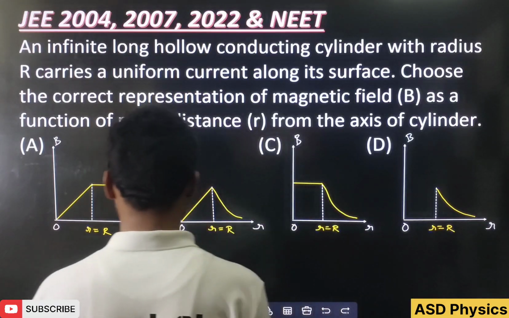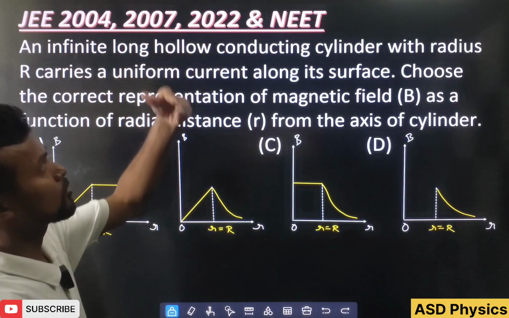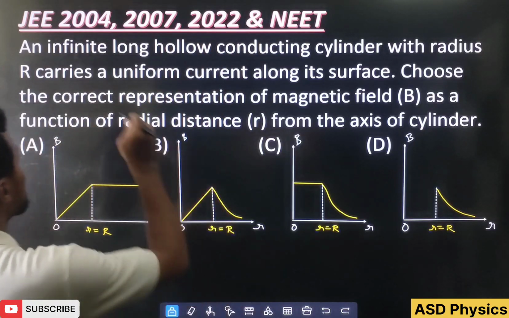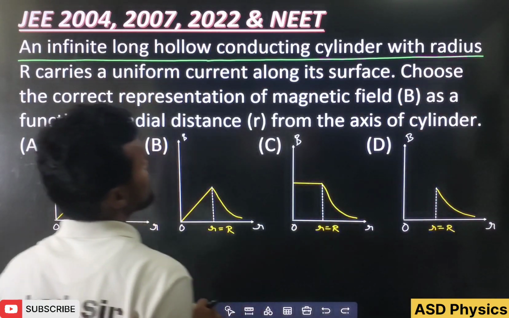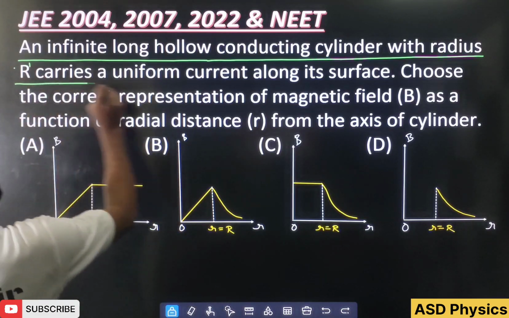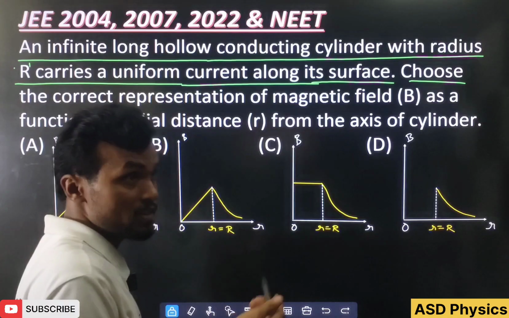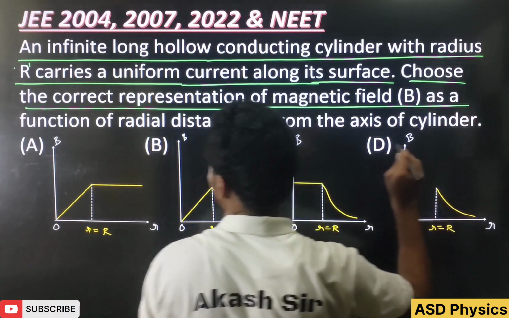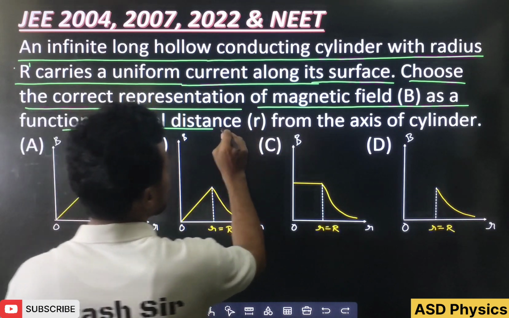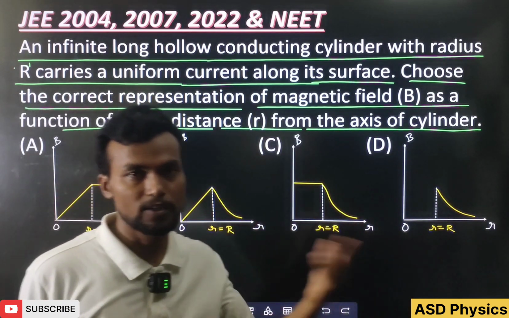See this question, it has appeared in many years: JEE 2004, 2007, 2022, and it is important for NEET also. An infinitely long hollow conducting cylinder with radius R carries a uniform current along its surface. The correct representation of magnetic field B as a function of radial distance small r from the axis of the cylinder is. Radial distance means perpendicular distance.